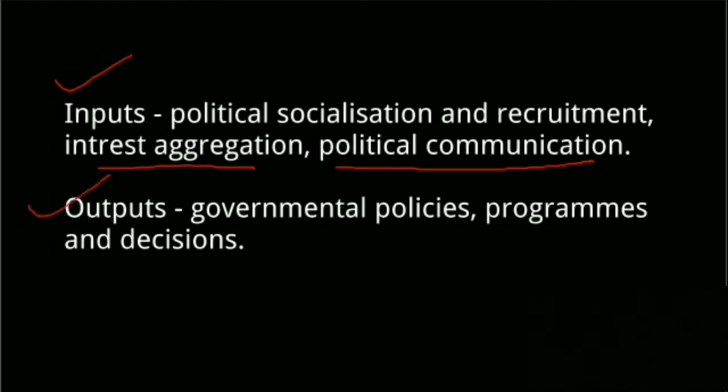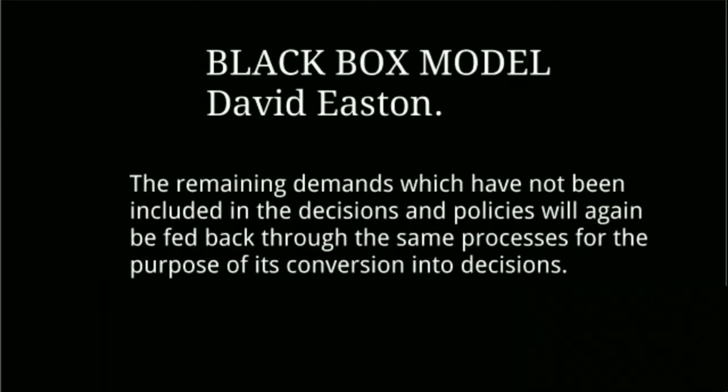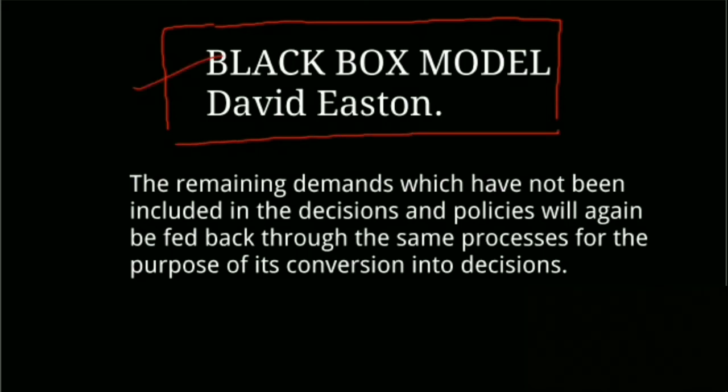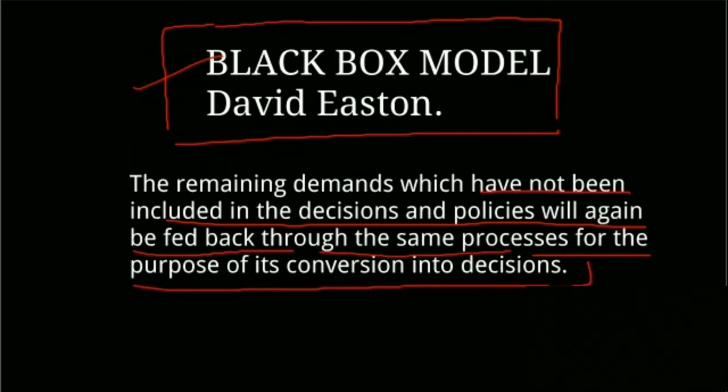The output activities are those carried on by a political system in response to demands or stresses which have been placed upon the system in the form of inputs. Output can take the form of governmental policies, programs, decisions, etc. Then there is another model on the politics and policy relationship, the feedback model, which you can also call the black box model. It was coined by David Easton. According to this model, the remaining demands which have not been included in the decisions and policies will again be fed back through the same process for conversion into decisions. These two models establish a clear relationship between politics and policies in a political system.